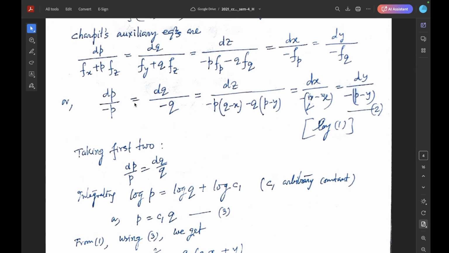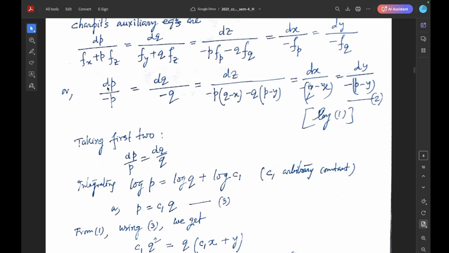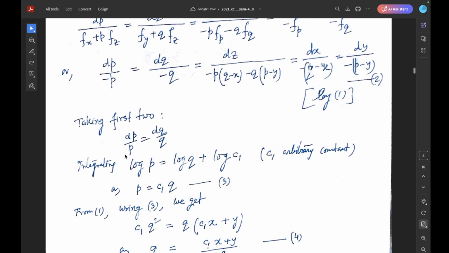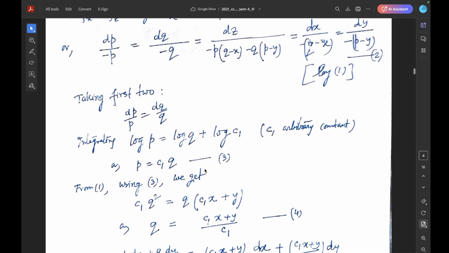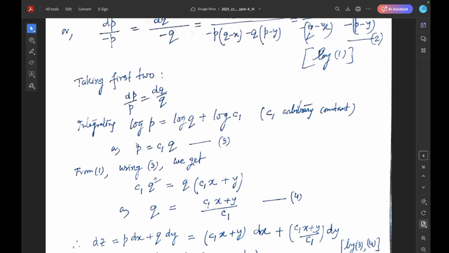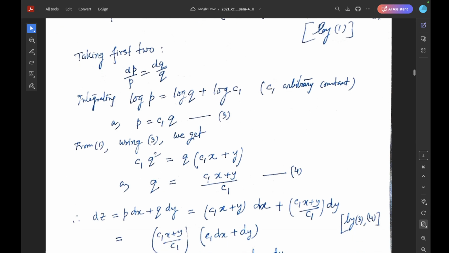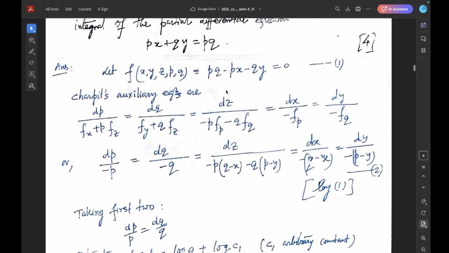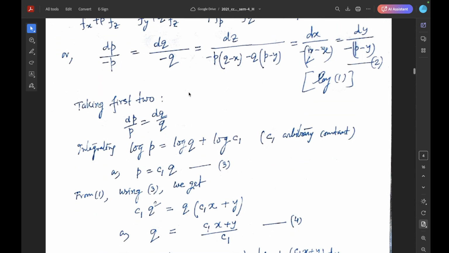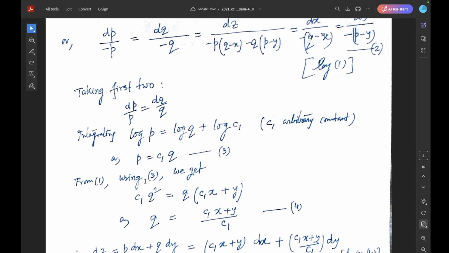Taking the first two ratios, we get dp by p equal to dq by q. Integrating, we get log p to the base e equal to log q plus log c. Here logarithm to the base e means natural logarithm. This implies p equal to c1 q, where c1 is an arbitrary constant. From the given equation 1, using 3, we can write c1 q square equal to q into bracket c1 x plus y.